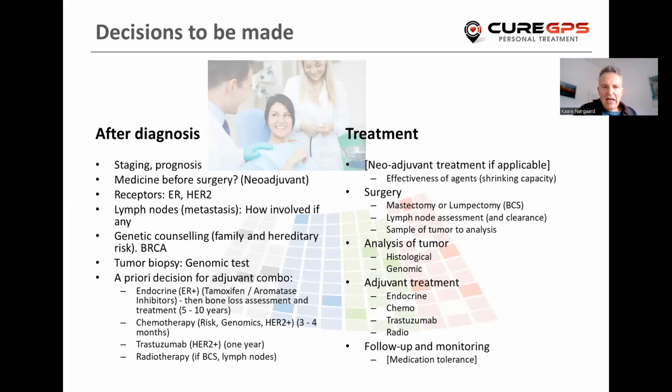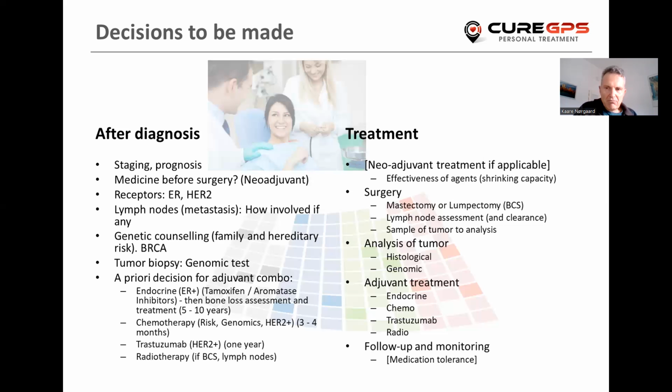Will she have endocrine treatment, which is the case for ER-positive tumors? Will she have chemotherapy, which is the case for high risk and HER2-positive tumors? It will last 3 months approximately, whereas the endocrine treatment will last for 5 to 10 years after the surgery. Then there's the trastuzumab, which must be given together with chemotherapy if it's HER2 positive. And finally, there's radiotherapy that might come into question.